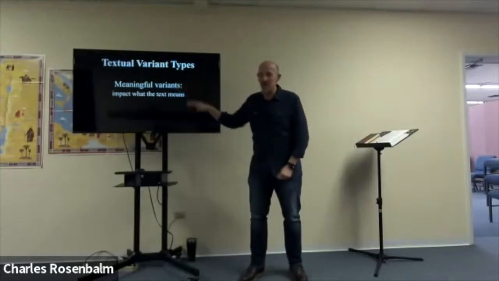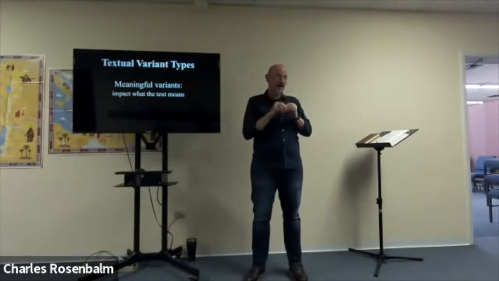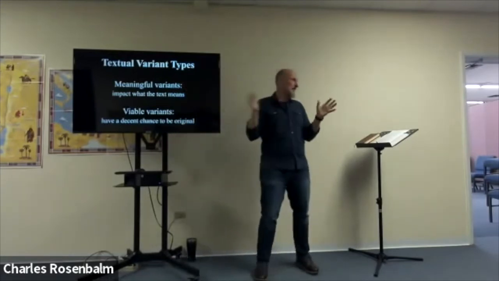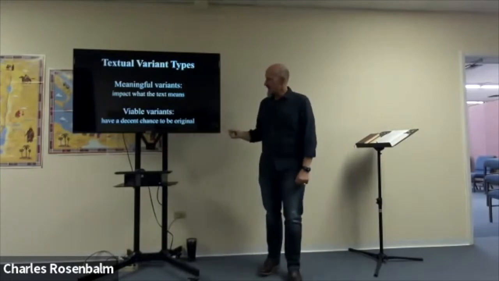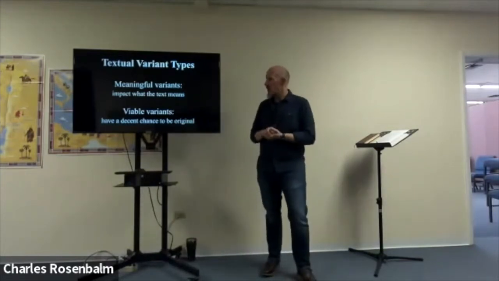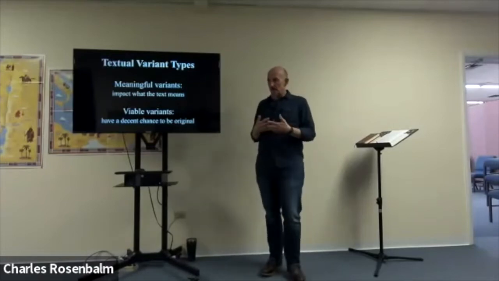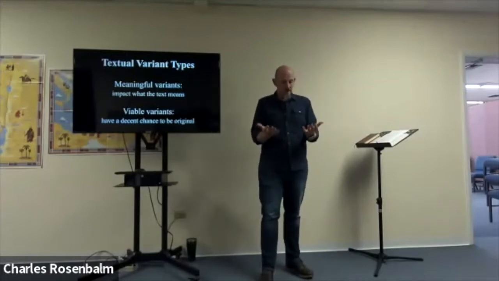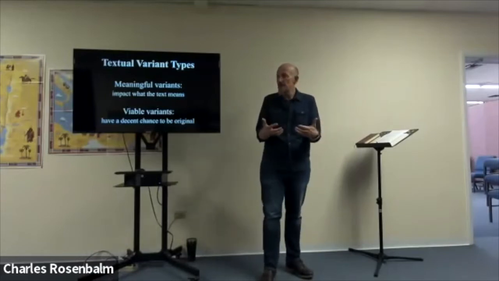So there's meaningful variants. Depending on how we look at these variants, it could very much affect what the text means. The second type of variant, and these are not opposites, just two ways of classifying, are called viable variants. These are variants that have a high chance of actually being in the original, like in what Matthew actually wrote. This is a variant that likely could be original. And so you might look at a textual variant and say, wow, we've got two options, and there's good reason to think both of these could have been original. What are we going to do about that?